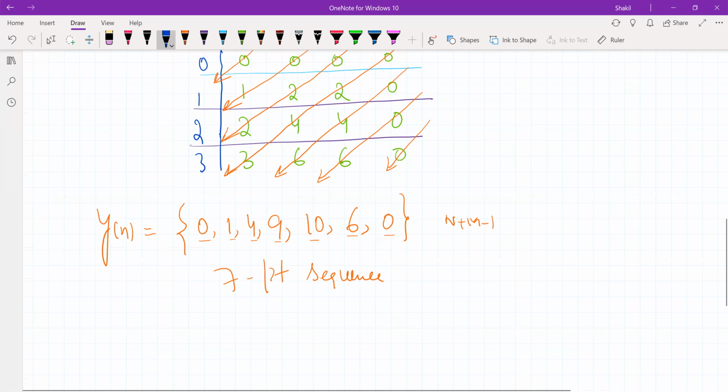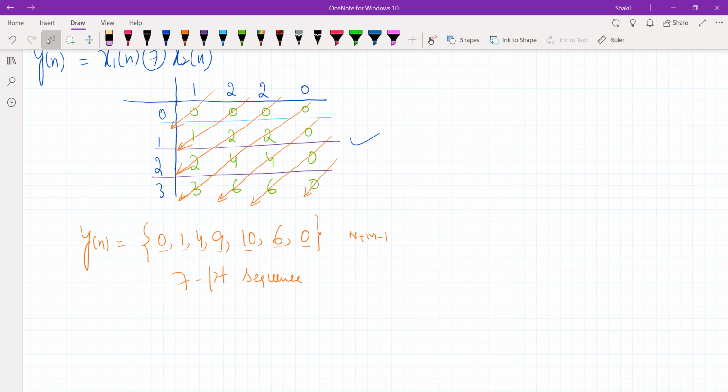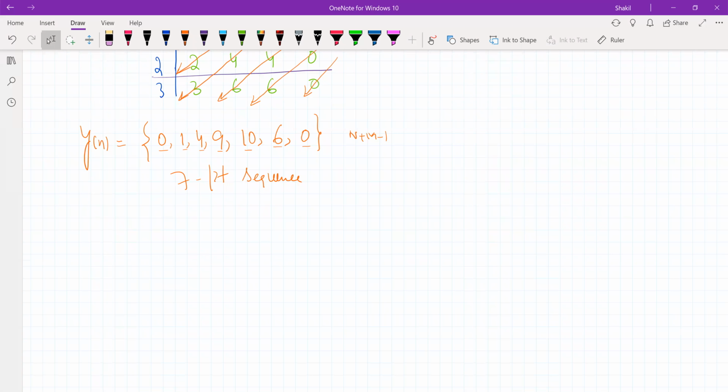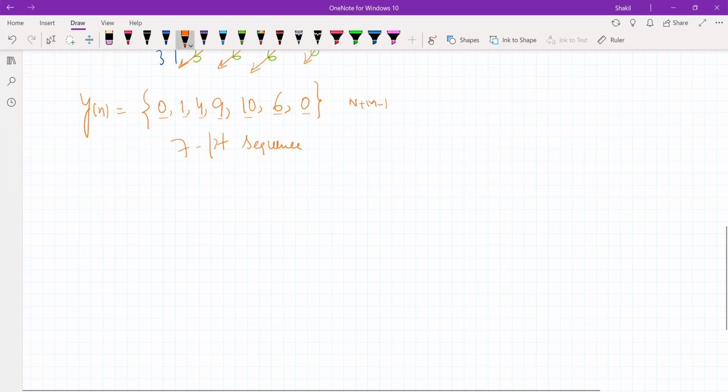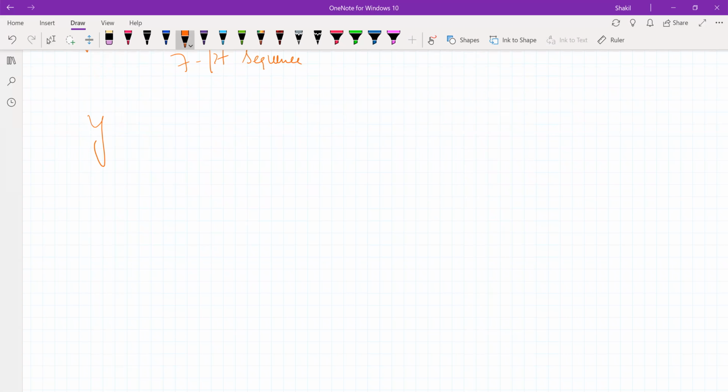So this is how to evaluate. This is the linear convolution. Now let's use the procedure of circular convolution to evaluate. This is not my goal here. My point is to check the final result. We have to check whether the final result is the same as this, right? So we'll evaluate the circular convolution between these two. Now we'll use the graphical procedure to evaluate the circular convolution between these two.